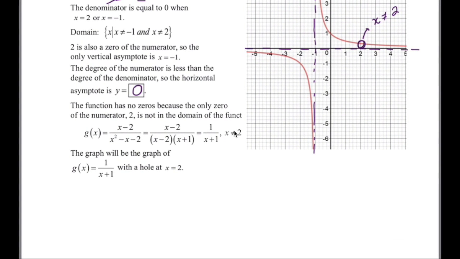When I simplify, I would end up with 1 over x plus 1 with the understanding that x cannot be 2. So it's showing the graph of 1 over x plus 1 with our hole at x equals 2.